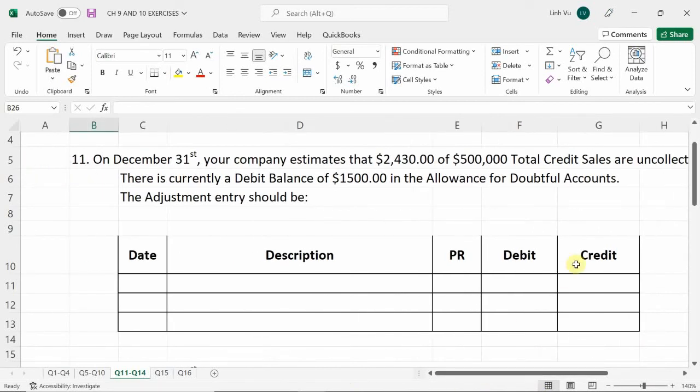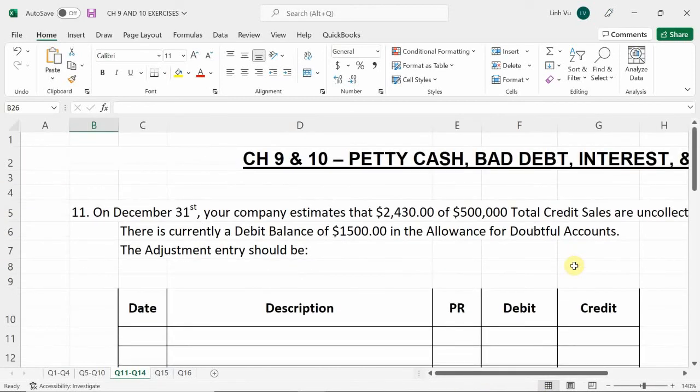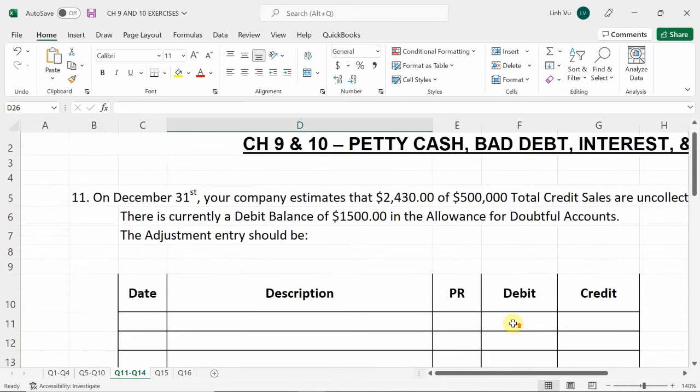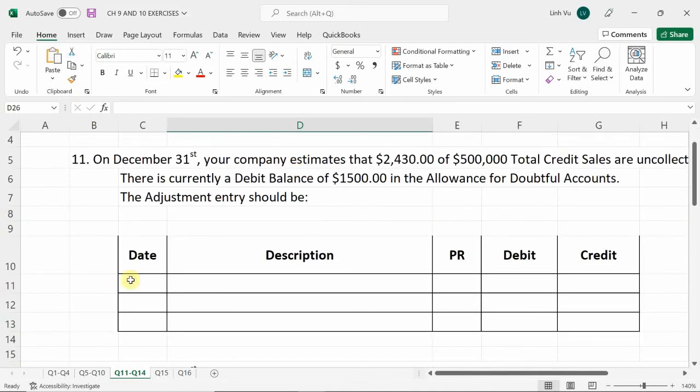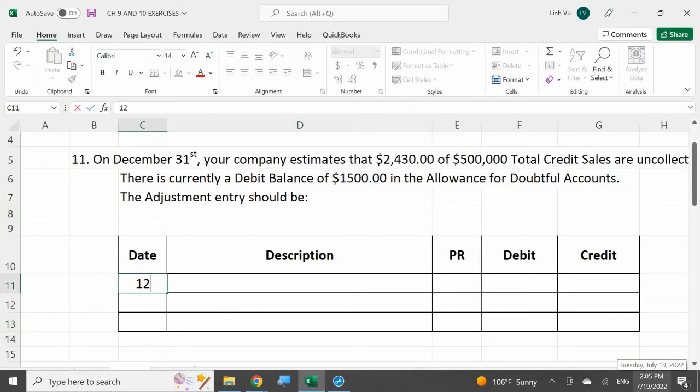Okay, so for question 11, on December 31st, your company has estimated that $2,430 of a $500,000 total credit sales is to be uncollectible. And there's currently a debit balance of $1,500 in the allowance for doubtful accounts. Record this adjustment entry. So in this case, what should I do?